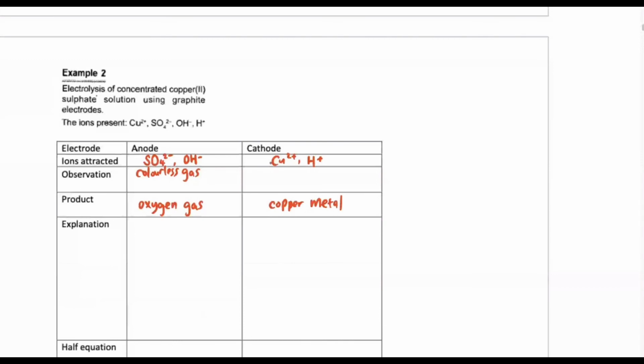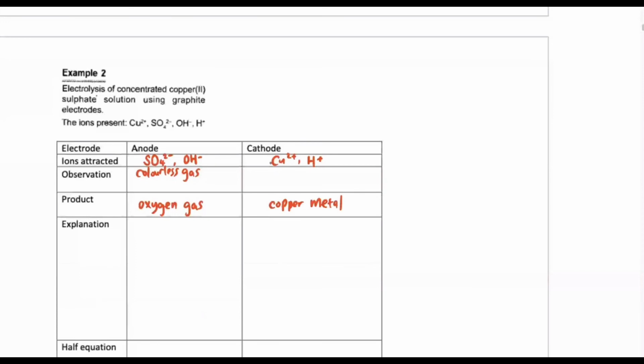Brown solid. Okay, so for the explanations for this, you just say hydroxide is less reactive. This one, Cu2+ is less reactive.